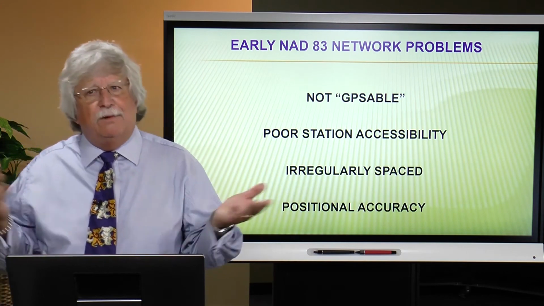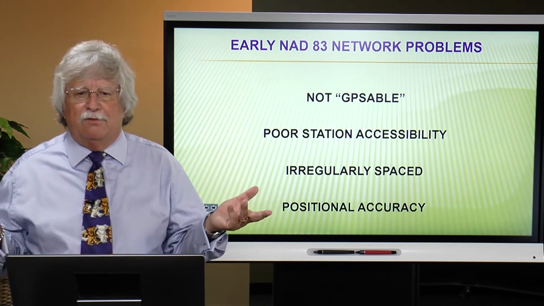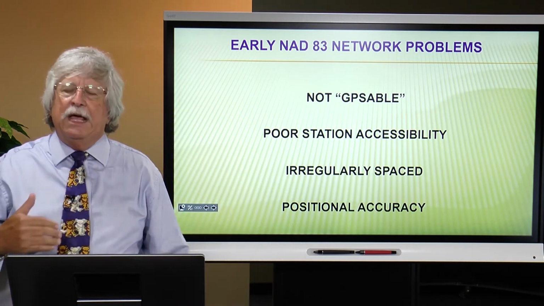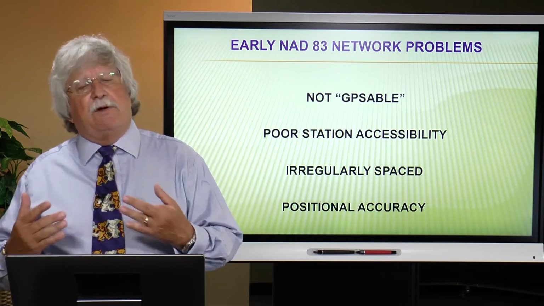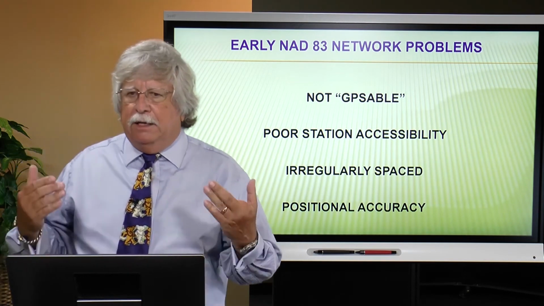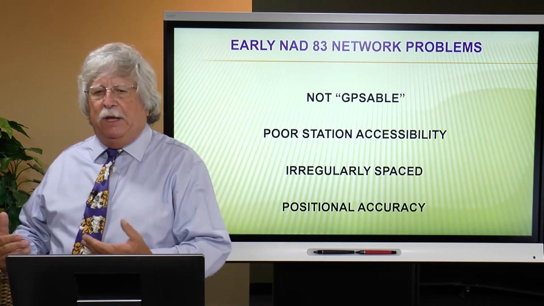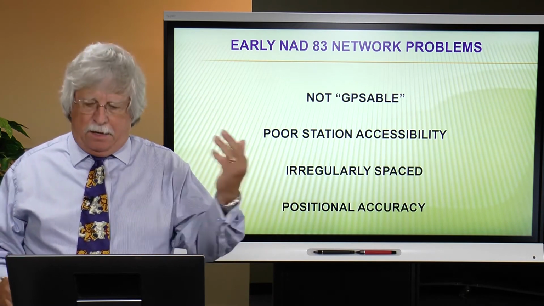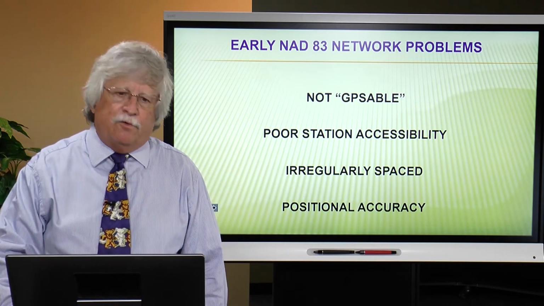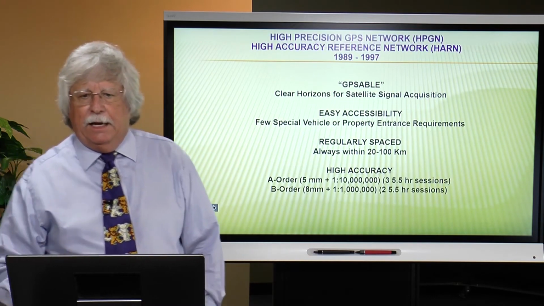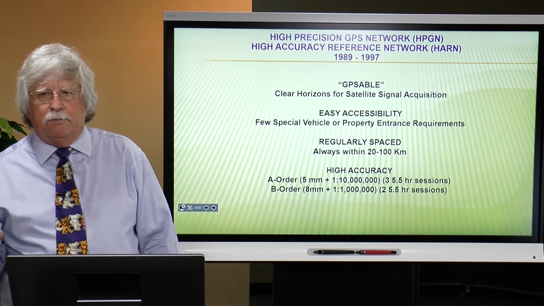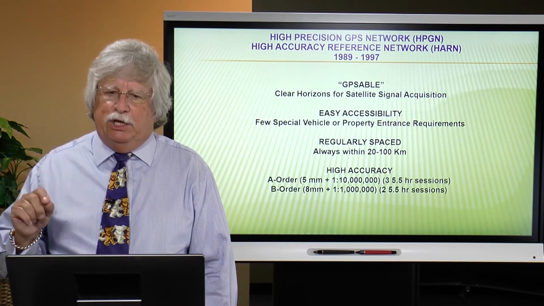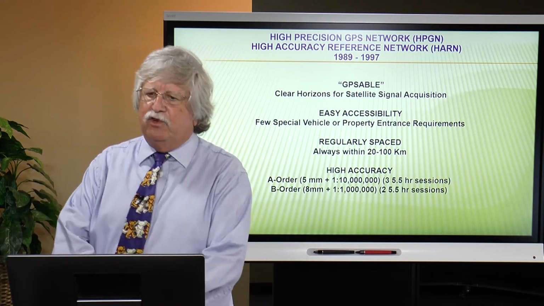Points were not GPSable. Well, the term never existed before because we had no GPS. Station accessibility, how can I go and get to the station? Irregularly spaced, and positional accuracy. It was very, very apparent, even in the earliest days, that GPS would provide vastly superior capability in positioning than what we had previously enjoyed with triangulation. So beginning in 1989, the National Geodetic Survey starts out on a resurvey of the entire United States using GPS only. It's referred to as the High Precision GPS Network.